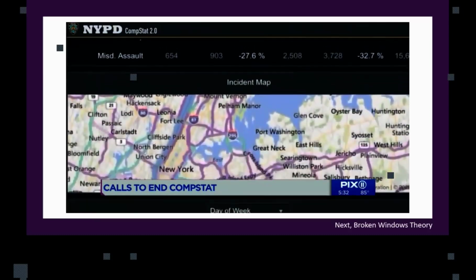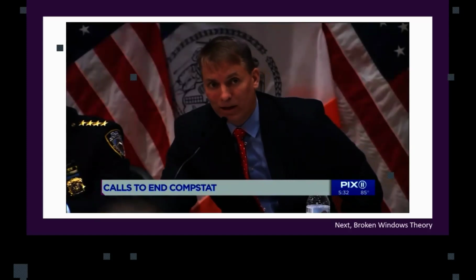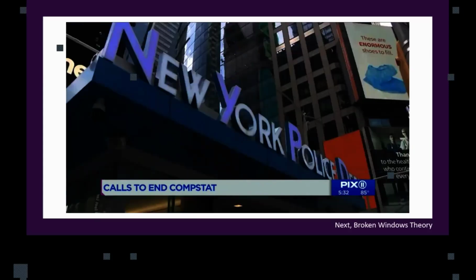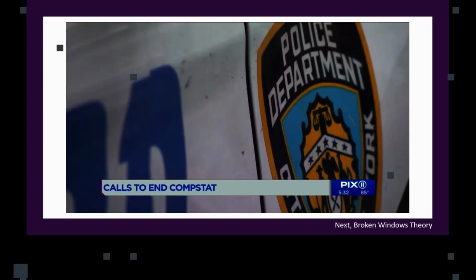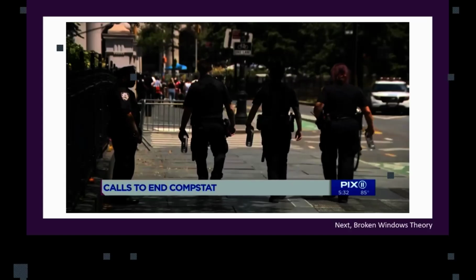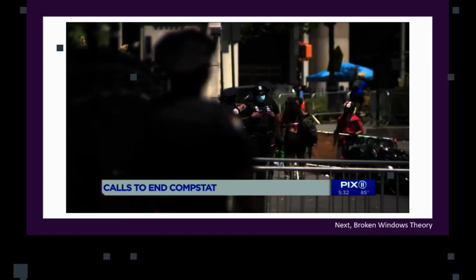Saying they're not misused, the person you see here from 4 years ago when he ran the division that oversaw CompStat. Dermot Shea is now, of course, running the entire department as commissioner. He told Pix 11 News recently off camera, "There is an assumption that I disagree with, that CompStat is directing activity. That is the furthest from the truth. It was never about summonses and arrests for the sake of numbers. It's about improving the quality of life. So there is no plan to cancel CompStat," the commissioner says, "but it can be used to improve the city by focusing on things other than enforcement."